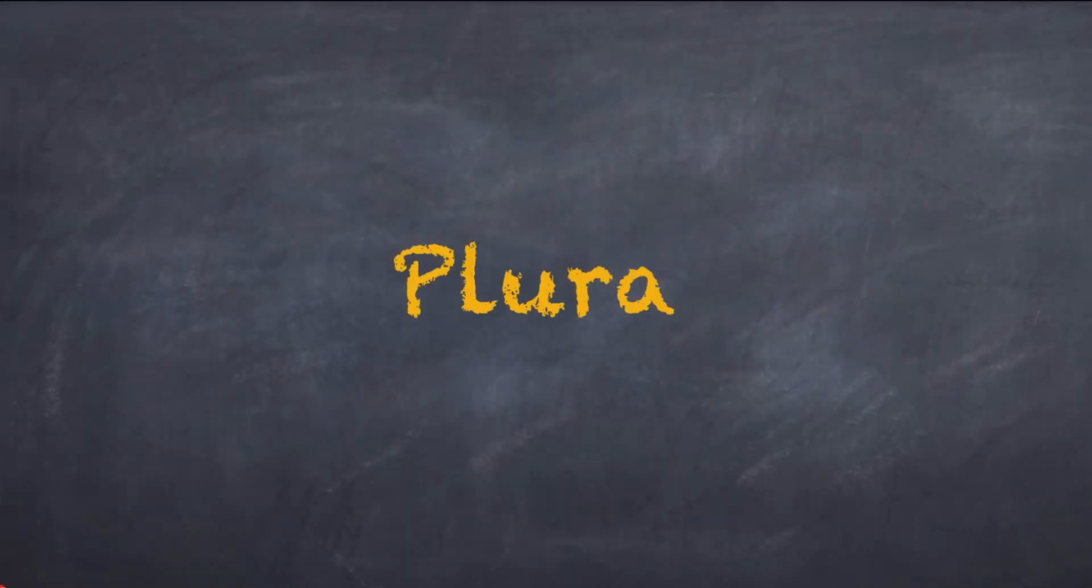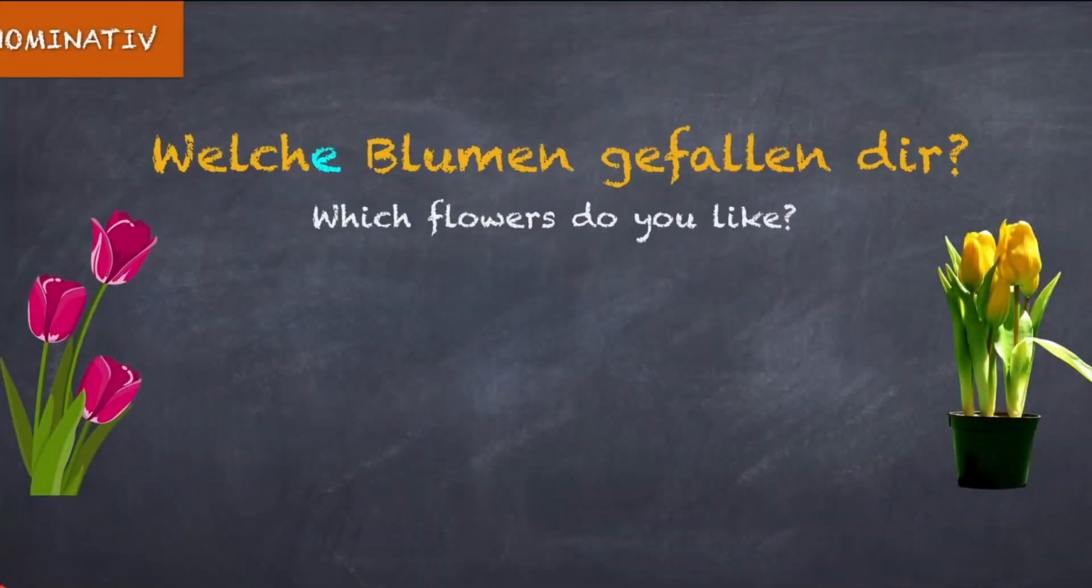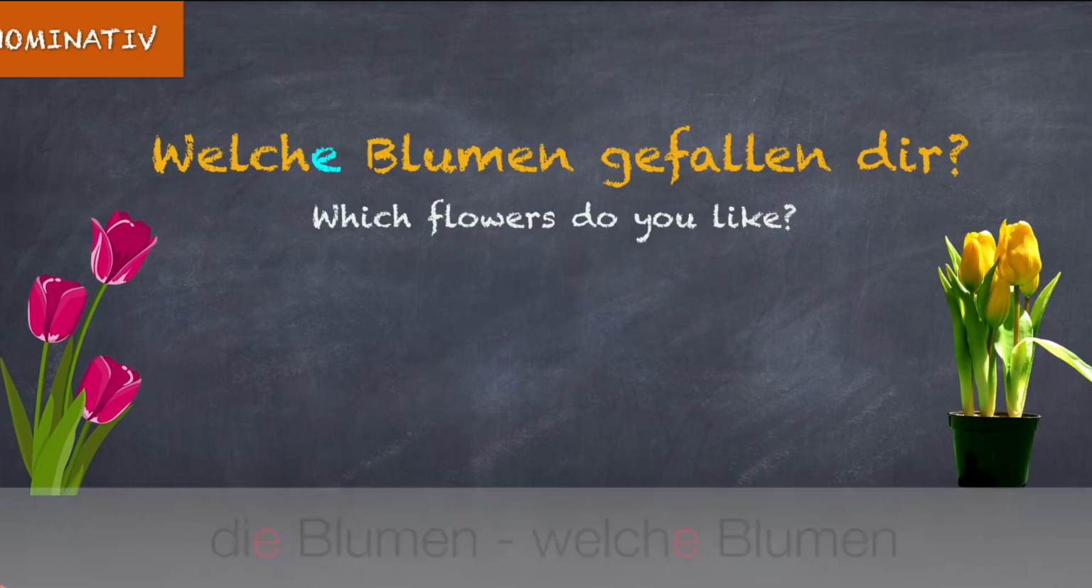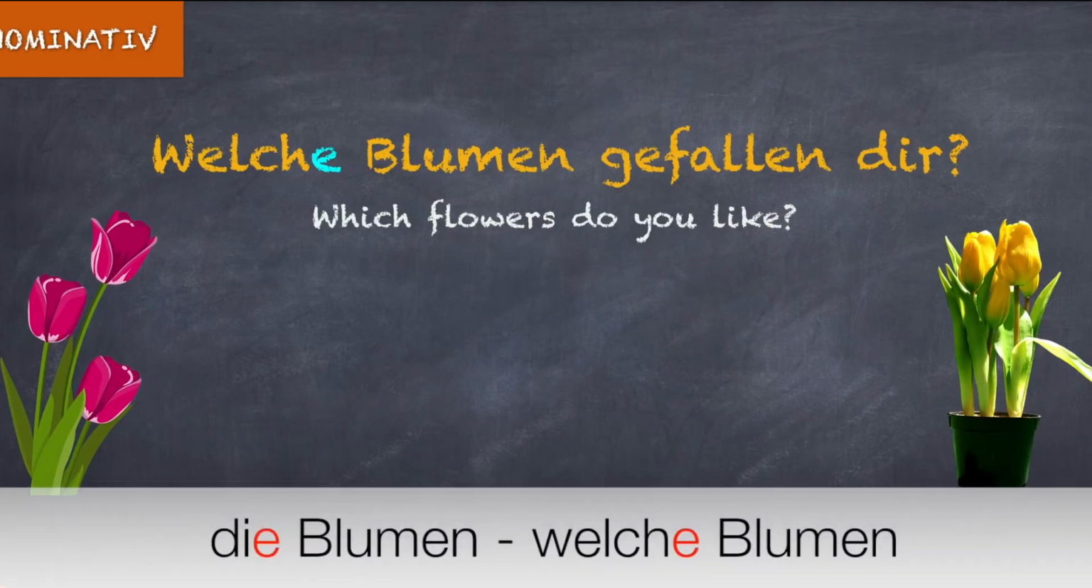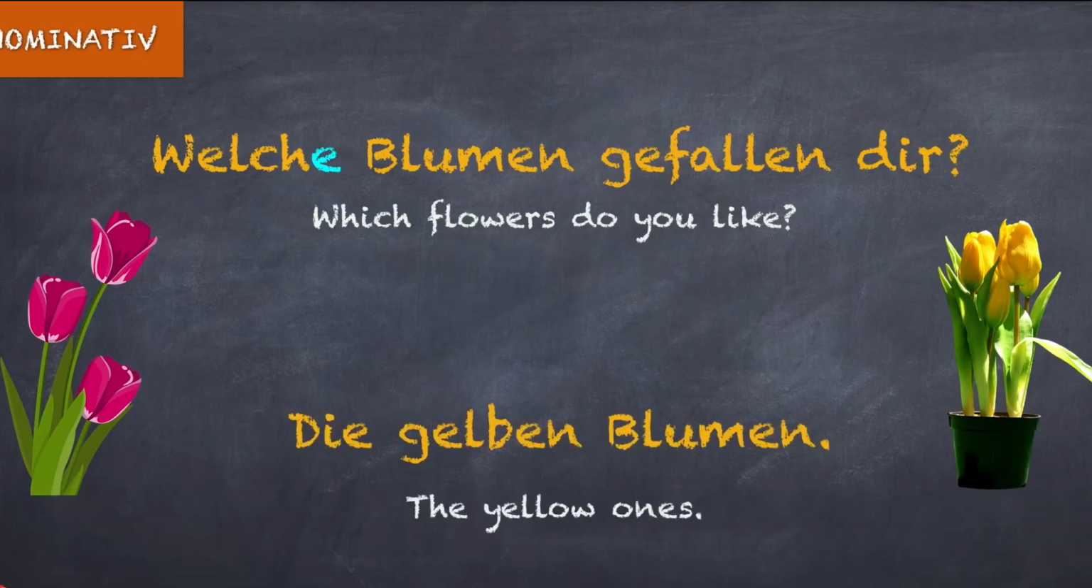Let's move on to the plural article, which is die. And here's the first case, nominative. Welche Blumen gefallen dir? The feminine and the plural article in nominative are the same. Hence, just like the feminine article, die Blumen will give the ending e to welche. Welche Blumen? And the answer is die gelben Blumen. Or one could simply say die gelben.